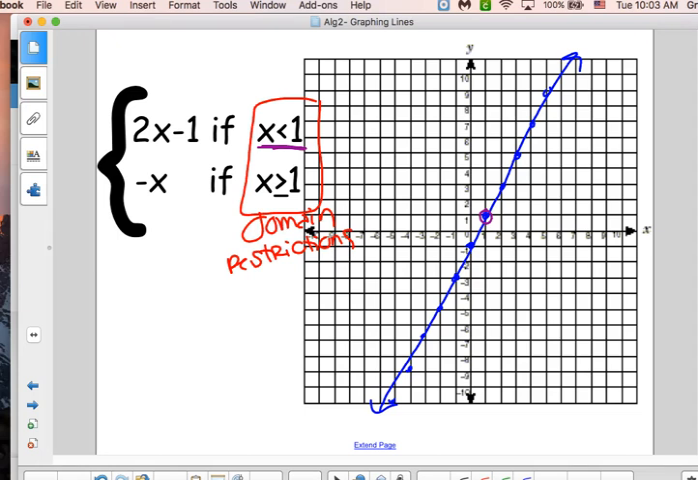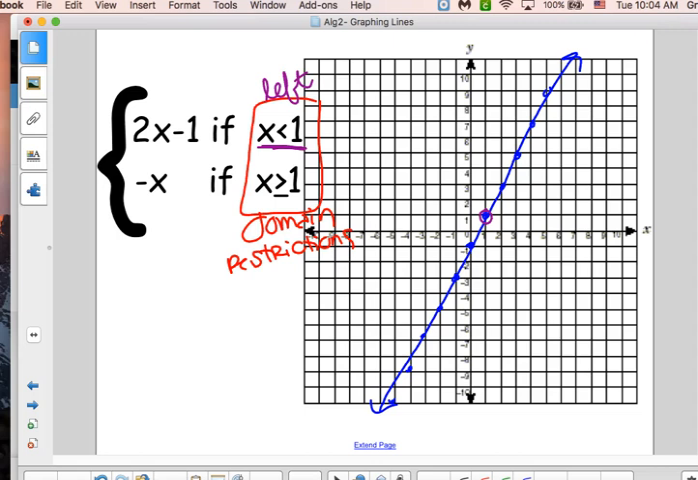Is it equal to or not equal to? Not equal to, so it is an open circle. And this is saying we want to keep all of the x's that are less than 1. So just think left and right. Where are all the x's less than 1 on the number line? Are they on the left side or the right side? The left side. So this is telling me I want to keep the left side of my graph.